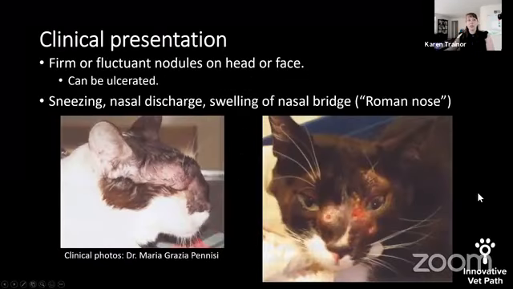As for the clinical presentation, lesions tend to be firm or fluctuant nodules on the head or face most often. Occasionally they can be ulcerated. Some cases will present with sneezing and nasal discharge, but the most classic feature of this in cats is swelling of the nasal bridge. That's in profile when you see this. This is called a Roman nose appearance, that sort of bowed appearance in the profile.